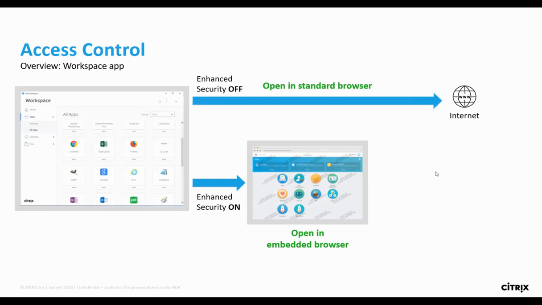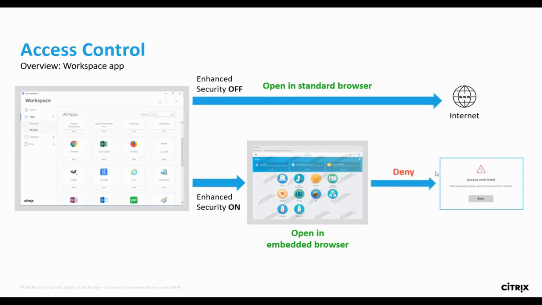Remember when we talked about Workspace App, there's all those different engines that were there. One of them is an embedded browser. When you have enhanced security turned on and you access a SaaS app via Workspace App, desktop or mobile, you get the embedded browser. Now, with enhanced security on and accessing the environment in the embedded browser, the first thing you'd probably see is there's a watermark. So you can have a watermark enabled or disabled with enhanced security.